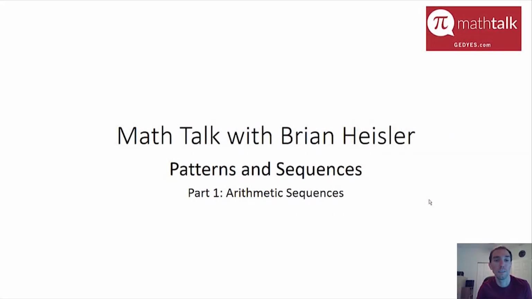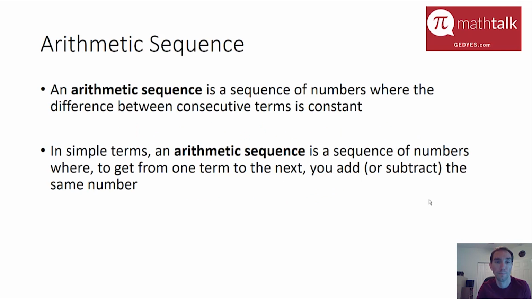So let's get started. Part 1 of patterns and sequences, the arithmetic sequence. An arithmetic sequence is, by definition, a sequence of numbers where the difference between consecutive terms is constant. And what that really means, in simple terms, is that an arithmetic sequence is basically a sequence of numbers where to get from one number to the next, or one term to the next, you just add or subtract the same number. So let's take a look at a couple examples to see what that means.